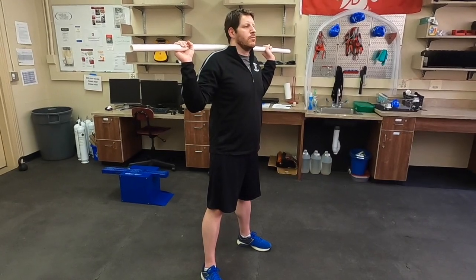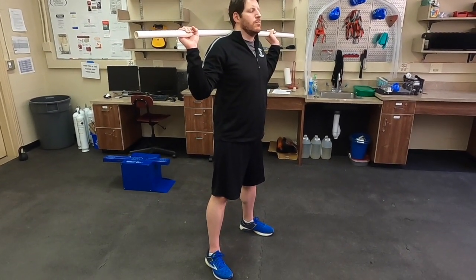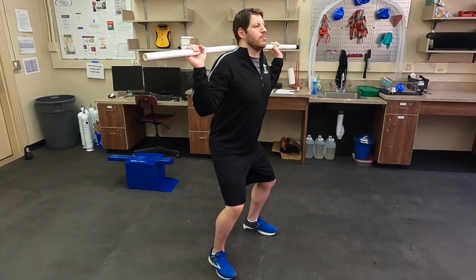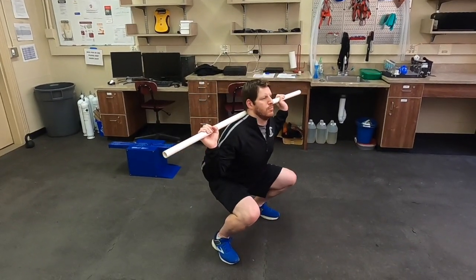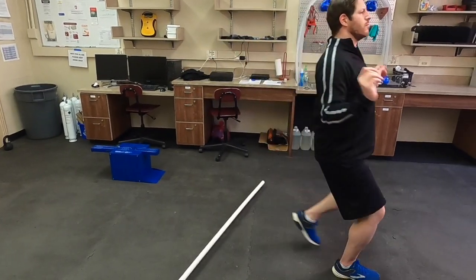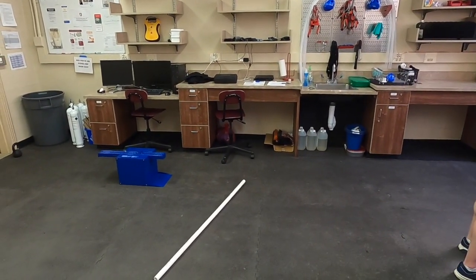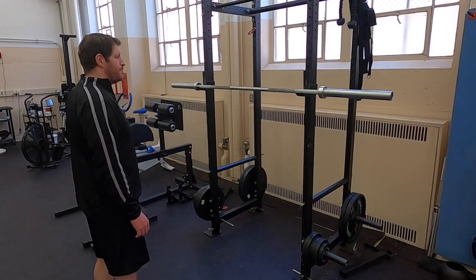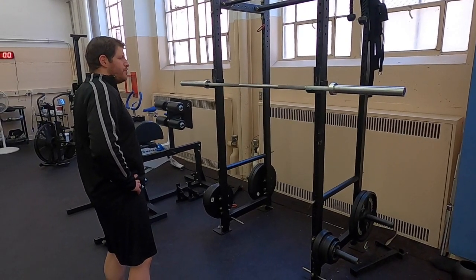So what we're going to do is we're just going to demonstrate this with a PVC pipe. As Dr. Connolly is going to squat, when he begins to stand it up, if he is unable to do it, he's going to drop the PVC pipe off his back and then step forward through and let the bar hit the ground.